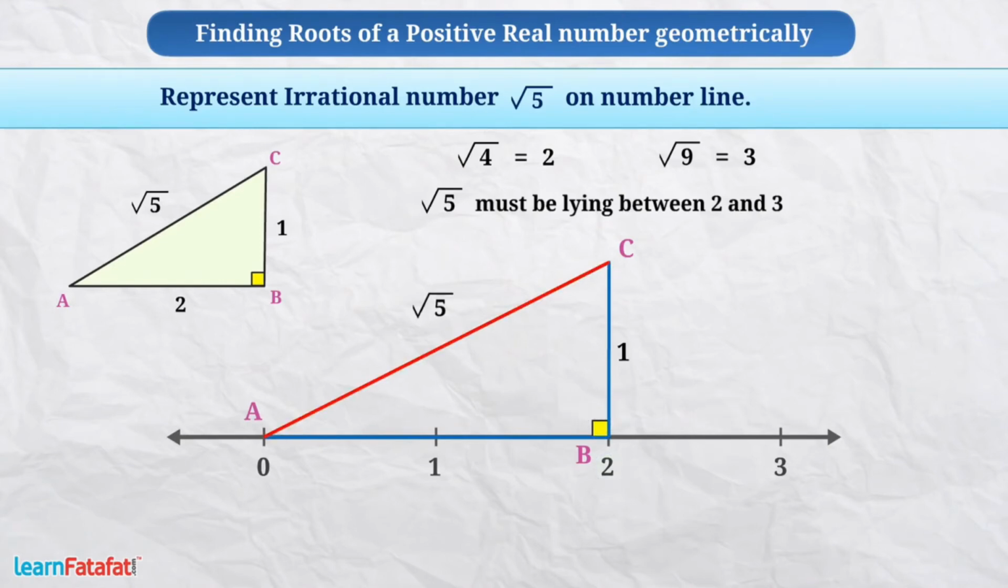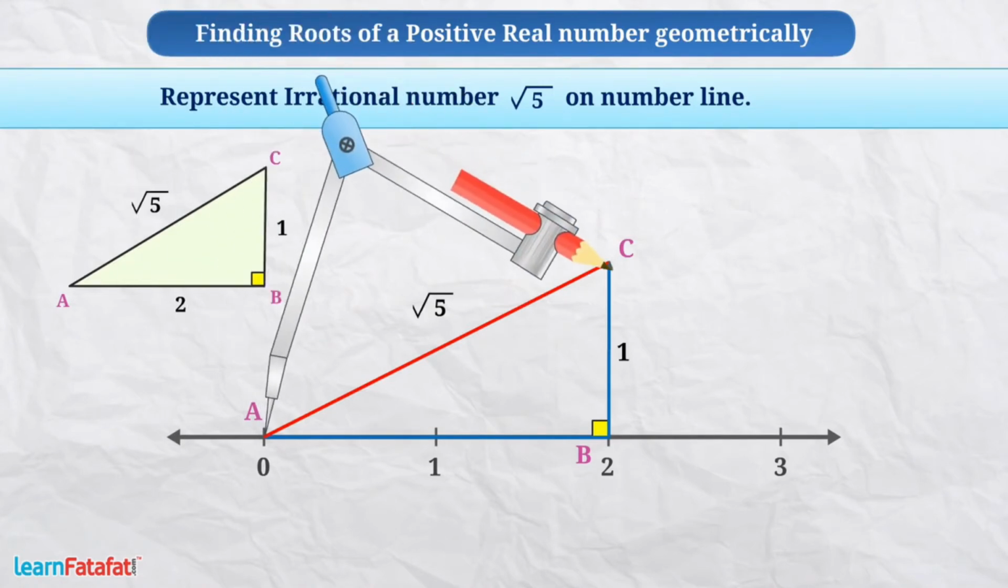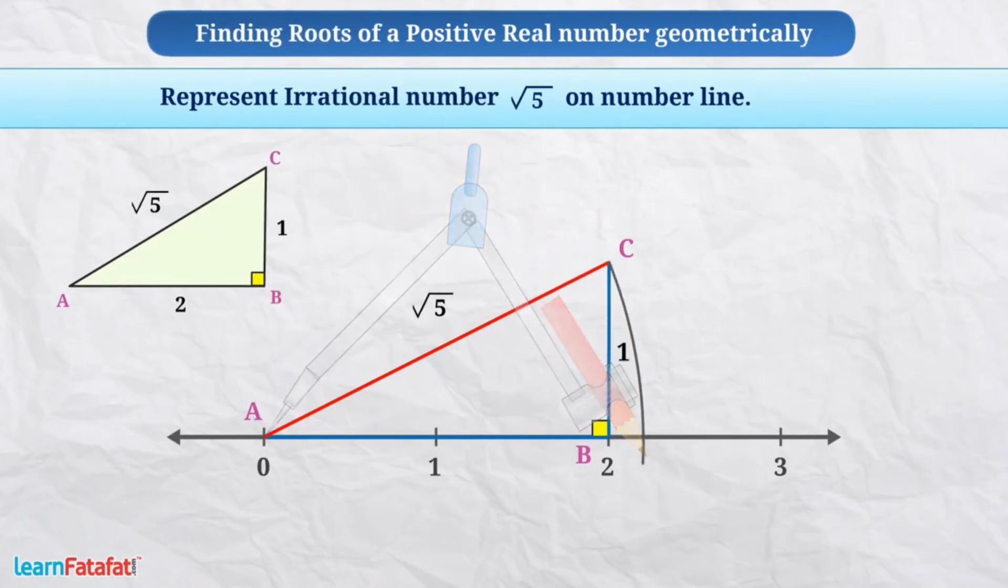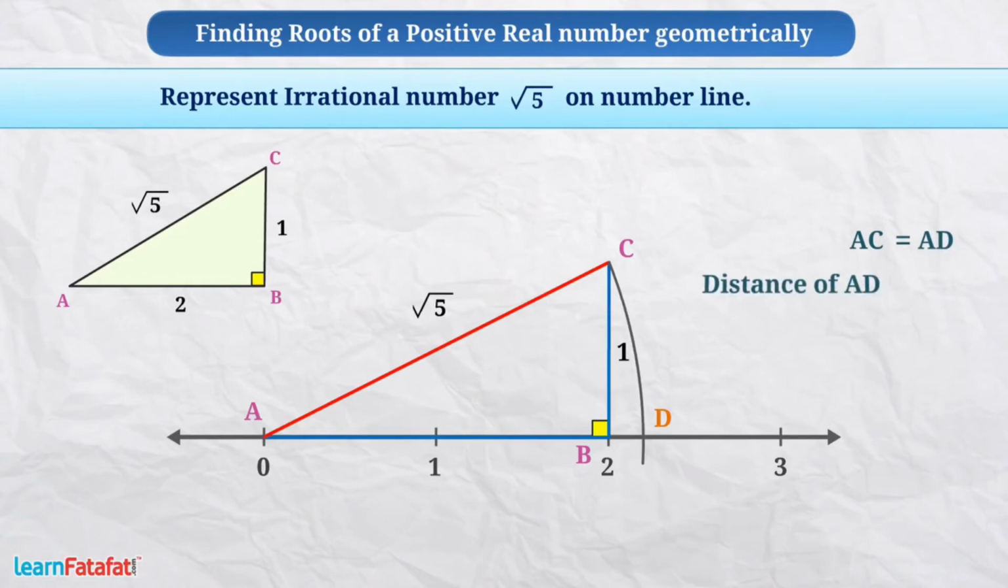Using compass, measure distance AC and draw an arc which meets the number line. Mark this point as D. Here, AC is equals to AD and thus the distance of AD is √5. Since we are measuring from 0, so the point D shows the number √5.